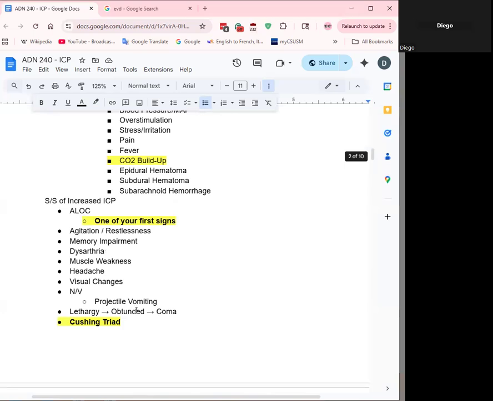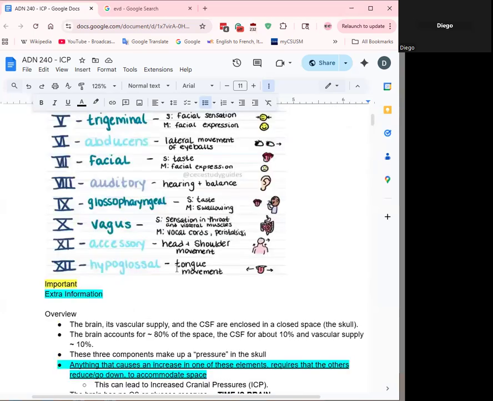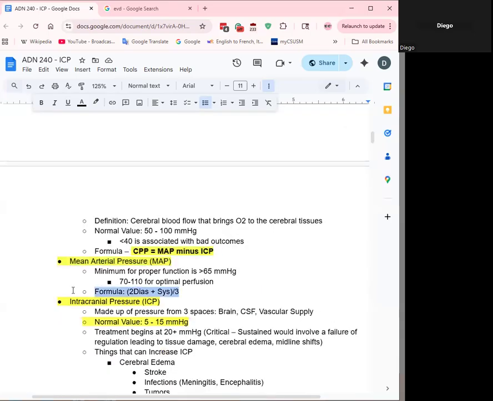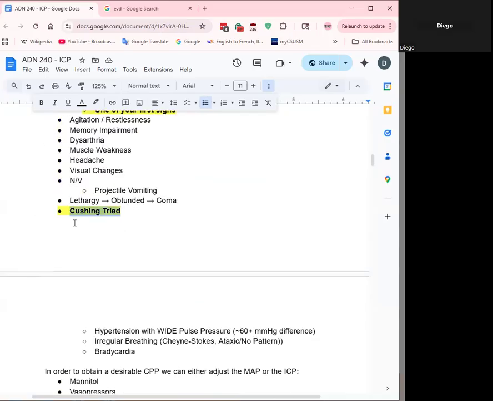Any questions on this part of it so far? The most important things are knowing your values, knowing the formula here, and your signs and symptoms, and absolutely you need to know the Cushing's triad.